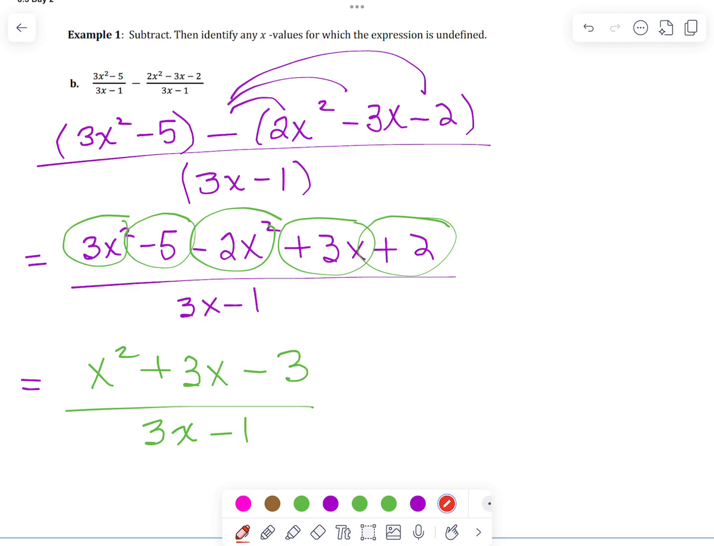Then we look for our domain restrictions. We look at the denominator, what would make that undefined. So we say 3x minus 1 cannot equal 0. We solve it. So we add 1 to both sides. And then we divide both sides by 3. So we say x cannot be 1/3.